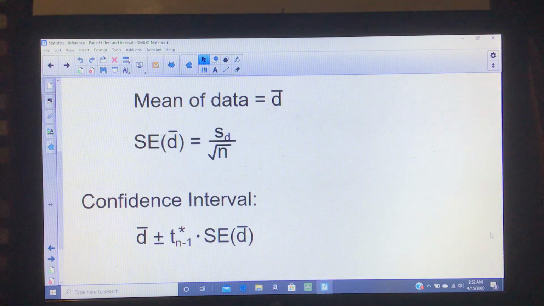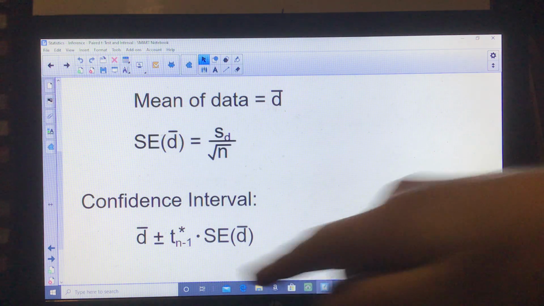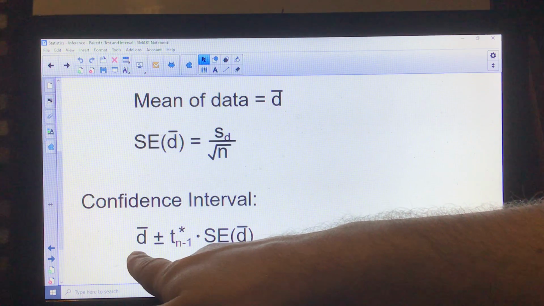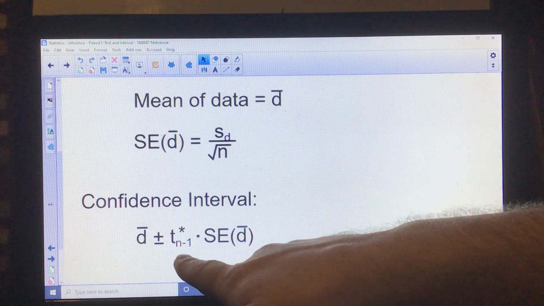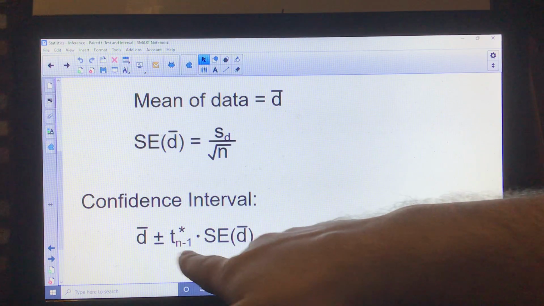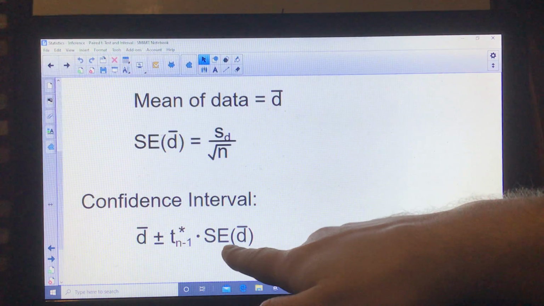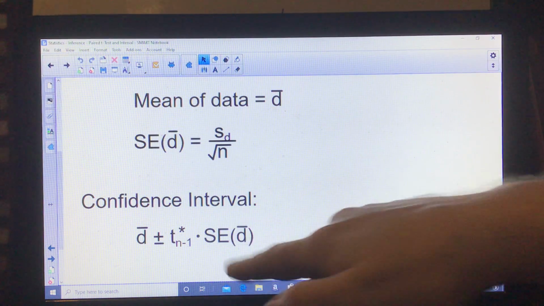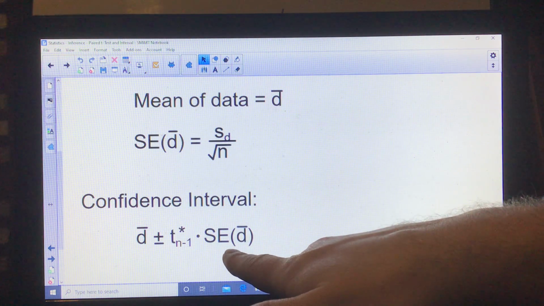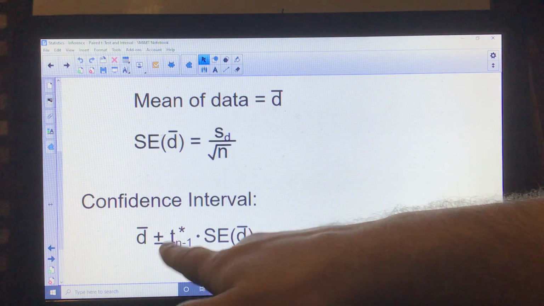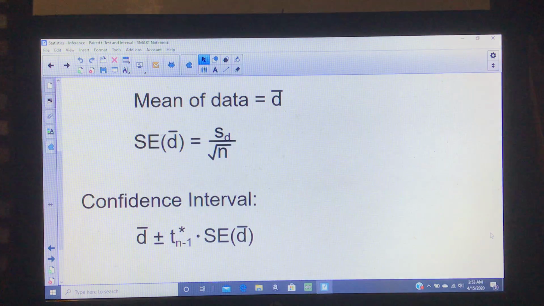So then we can make the confidence interval with this information because the confidence interval always has the same structure. It's our mean that we found in our sample, plus or minus the t star, which is how many standard deviations to go out for a certain confidence level, times what that standard error is. So notice the structure is the same. We just need d bar, the standard error, and then we've handled this before.